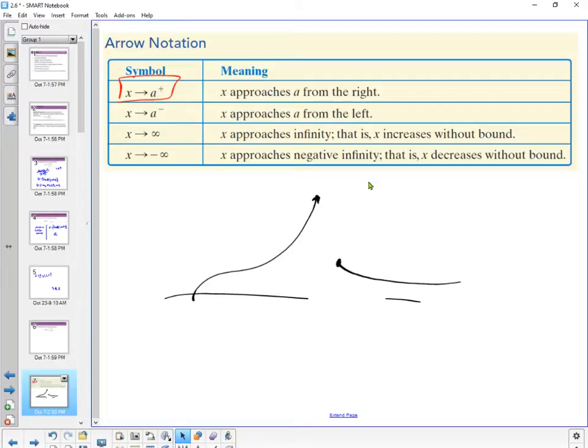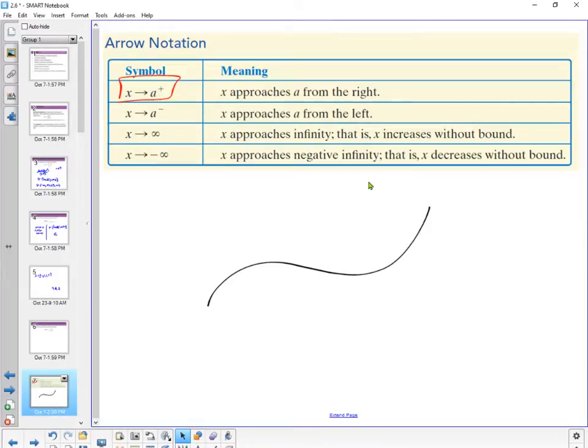So like in that, the limit doesn't exist? Yeah, because are they approaching the same thing? No, they're not. But in the first one, they're both approaching the same thing, right? So the limit does exist. And that point, whatever it is, would be the limit.